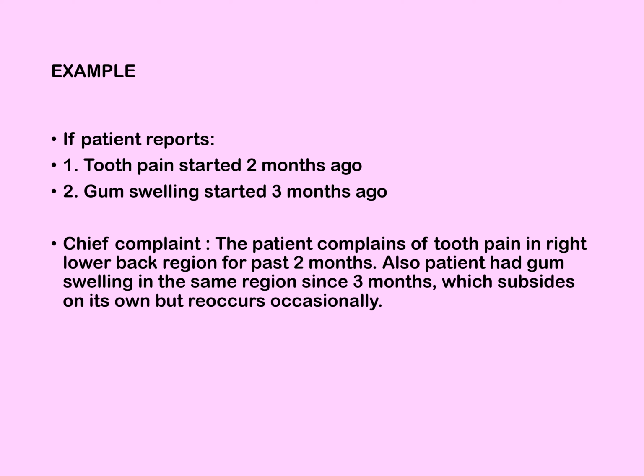So let's understand the chronological order of a chief complaint with an example. Think that a patient reports to you that he or she has tooth pain which started 2 months ago and a gum swelling which started 3 months ago. So in the chief complaint, we will write down that the patient complains of tooth pain in the right lower back region for the past 2 months. Also, the patient had gum swelling in the same region since 3 months, which subsides on its own but reoccurs occasionally.